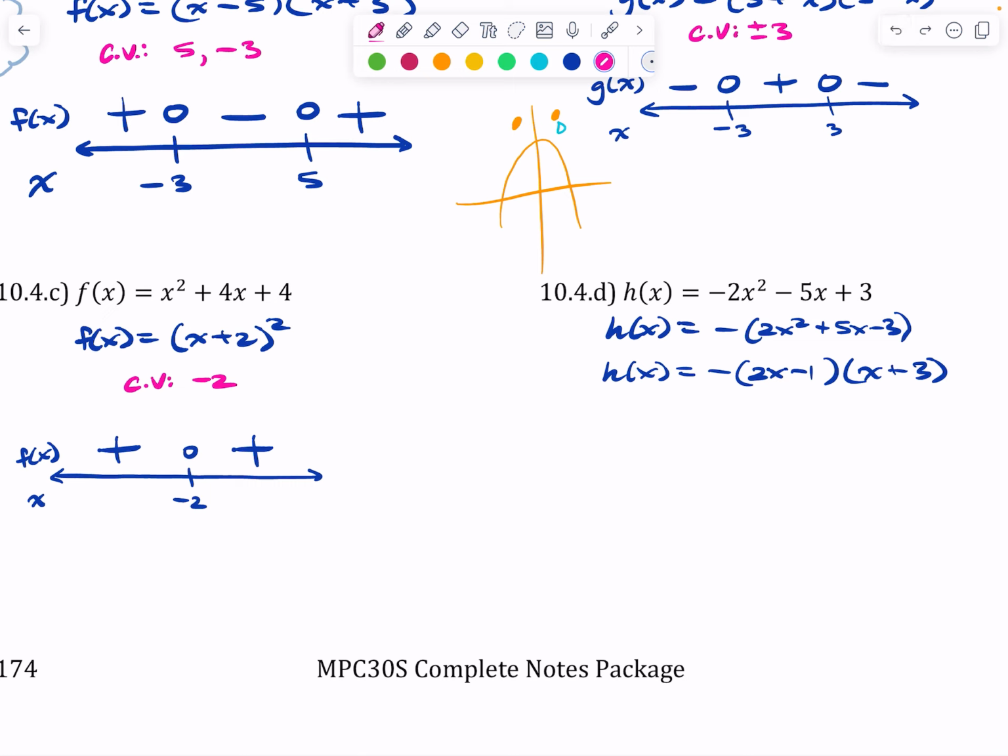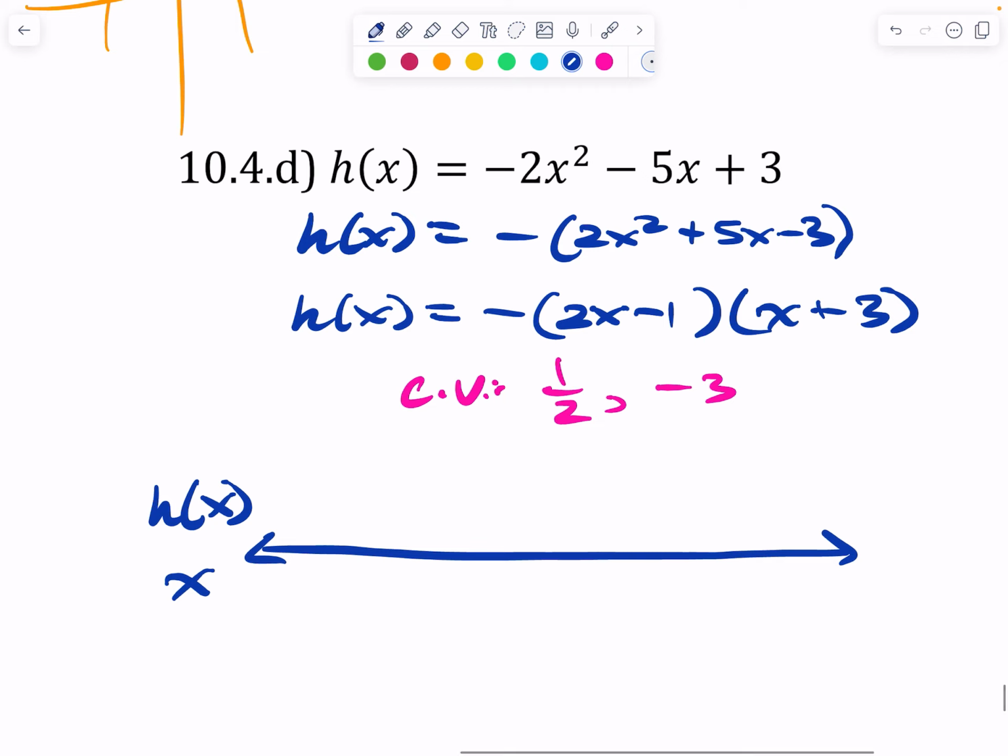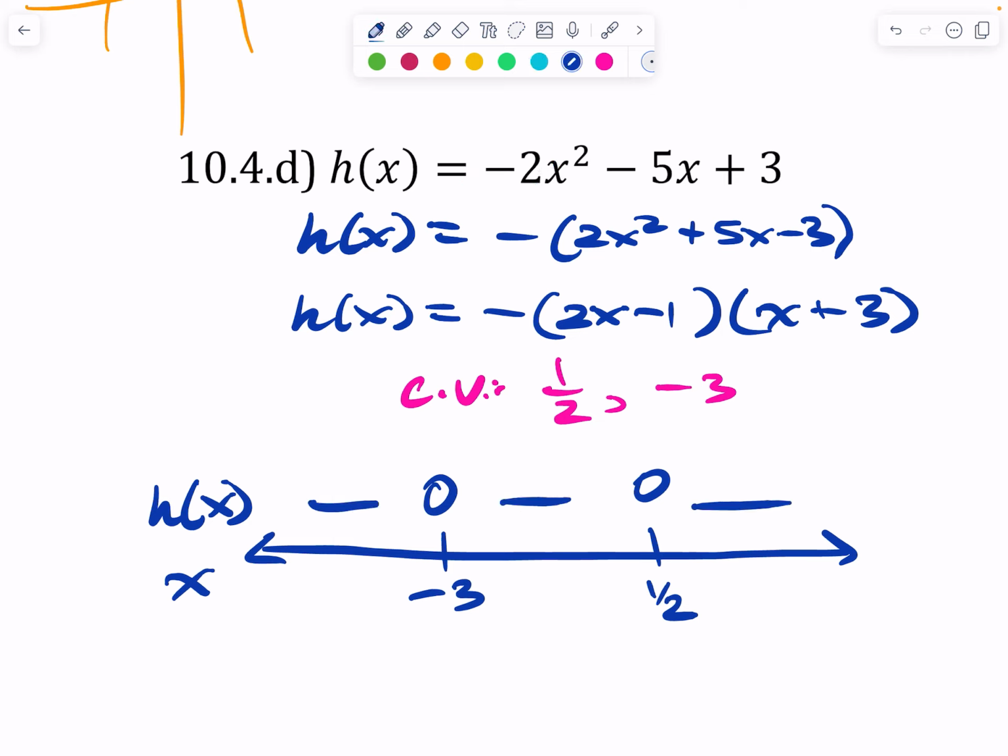So critical values here are 1/2 and negative 3. Sign diagram, where we check x versus h of x. In order, negative 3 goes first, and then 1/2. And those are both zeros of this function. You can picture the quadratic. We know this is opening downwards. So on the left and right, it's going to be negative, and in the middle, positive. So that's that business.